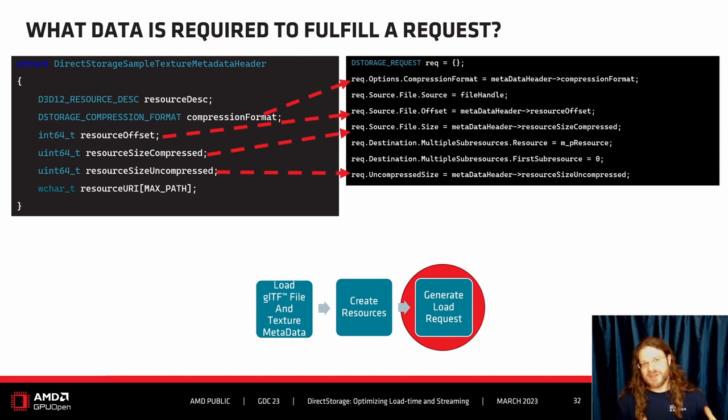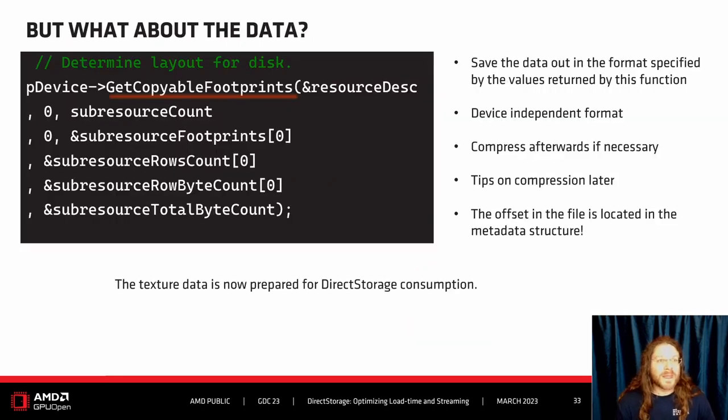So this is a DStorage request, and it contains essentially all the other fields from our metadata header. And we store these in memory so that we can very quickly fill out the request and provide it and queue it to DirectStorage to load. So a little bit more about the data created during the pre-processing step. That data is in the format of get copyable footprints. This is a device-independent format, and we can always compress it after the fact in order to reduce its size using one of the available options in DirectStorage.